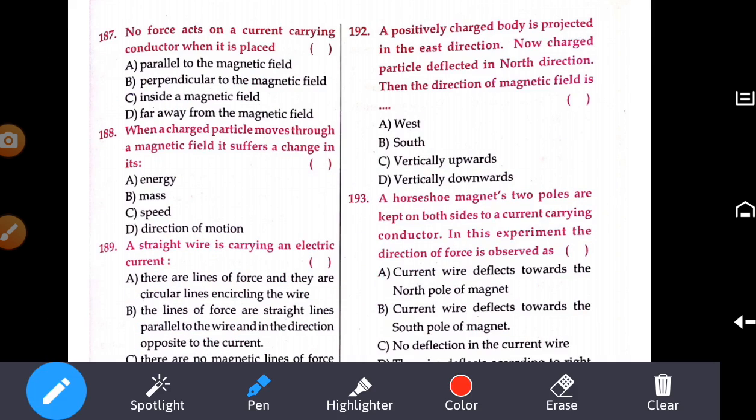192. A positive charged body is projected in the east direction. Okay, east direction. Now the charged particle deflects towards north. They are asking the direction of the magnetic field. What is the direction of the magnetic field? West, south, vertically upwards, vertically downwards. So what will be the answer? This question has already been asked in set 1. That is our option number D, vertically downwards.